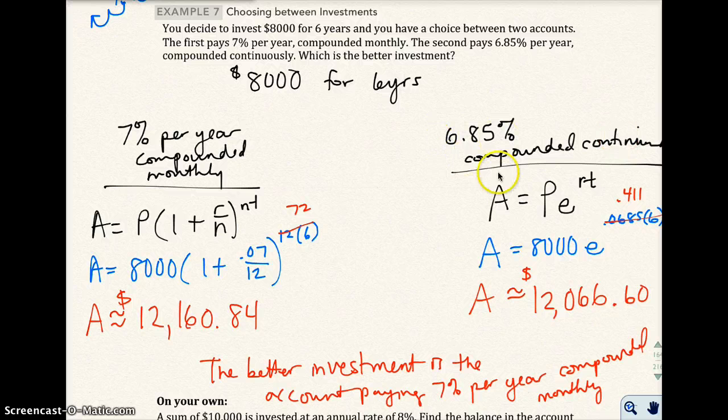is compounding every 20th of a second, but it really didn't make any more money. In fact, it made less money than when we compounded monthly. Generally, they tend to make the interest rate smaller just to compensate for every 20th of a second.